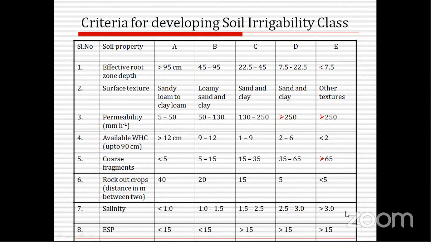So more than 3 means very, very high salinity will be there. Exchangeable sodium percentage is very low here, but these three are very high. Sodium was very dominant and structure conditions were very poor. But here sodium content was very low, less than 15. This is the condition. These are the main criteria. Based on this data only, the soil irrigability classification has been done.